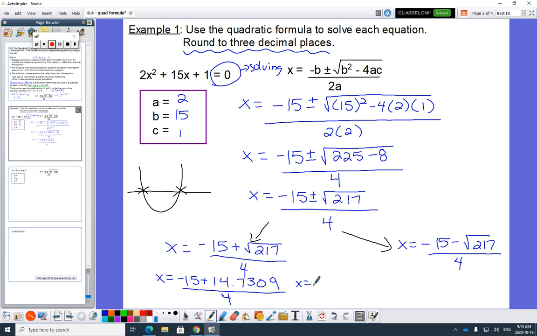Now in my answer, you should only have 3 because that's what the question says. Okay? So negatives are fine, positives are fine. When you use the quadratic formula, most of the time you're going to get decimals. Okay? 3 decimal places.